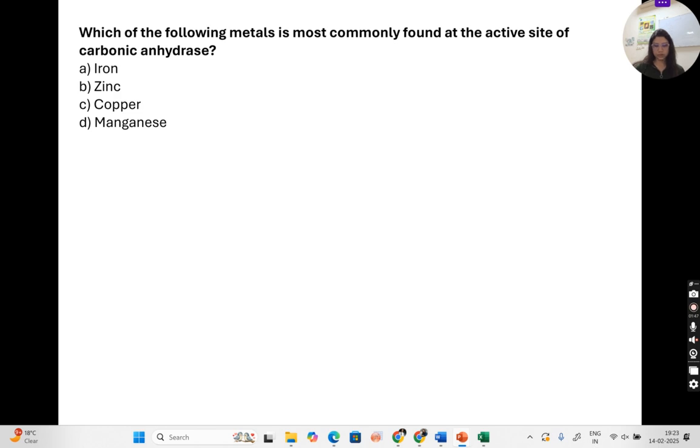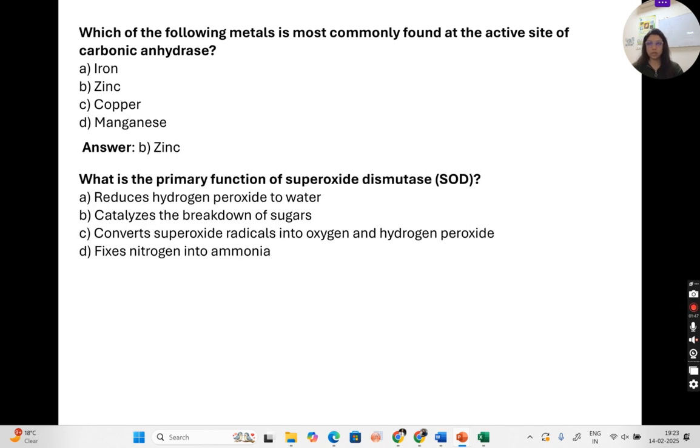We got one answer, which is B. And yes, answer B, zinc, is correct. Zinc is found at the active site of carbonic anhydrase. Another question: what is the primary function of superoxide dismutase? We already read it. What does SOD do?